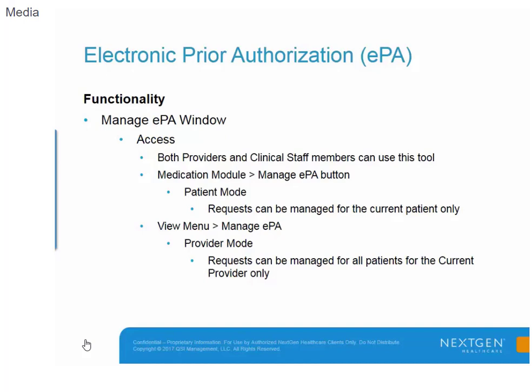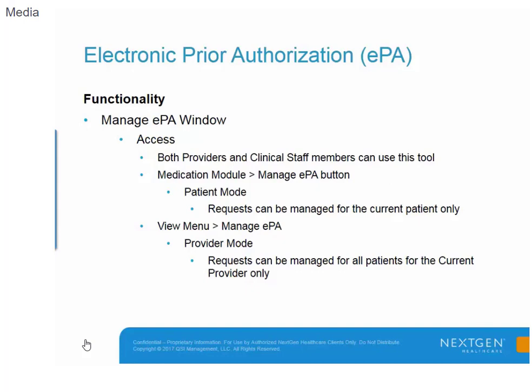So access, of course, could start in the medication module. This could be in the new Manage EPA button. So there's an actual button that you click to launch the window, and that's what we call patient mode. So requests are managed for that current patient. Your work list would be filtered for that specific patient only.